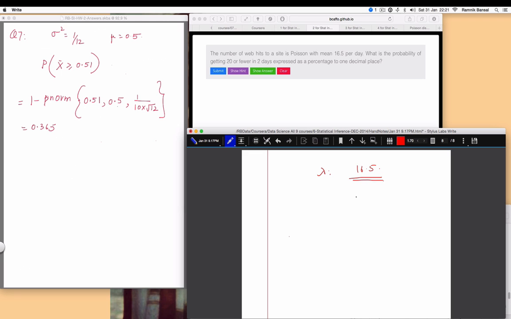Now he says 2 days, 20 or fewer, less than or equal to 20. But that's 2 days, and this lambda is for one day. What do we do? Shall we divide this by two? No, not divide by 2. How do we compare them, since 2 is the number of days?